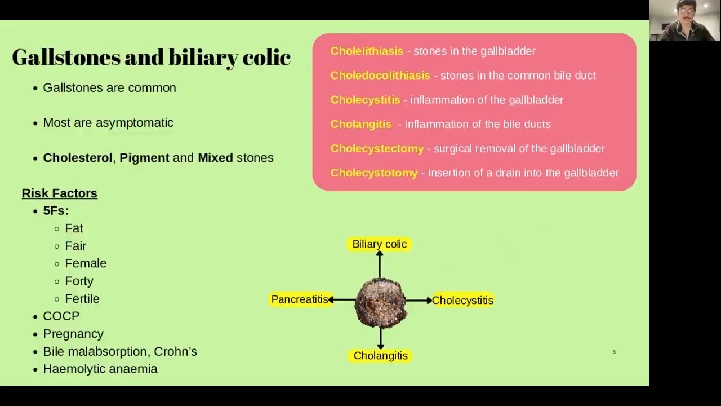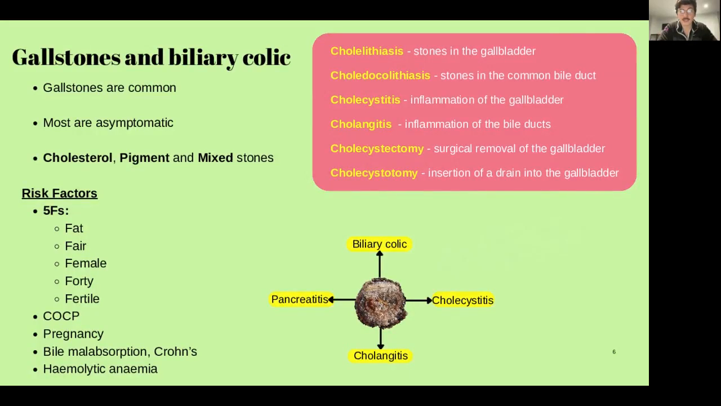And as we've talked about, hemolytic anemia, so the breakdown of the red blood cells. More hemoglobin gets broken down to bilirubin, and bile pigments increases your chance of getting stones.